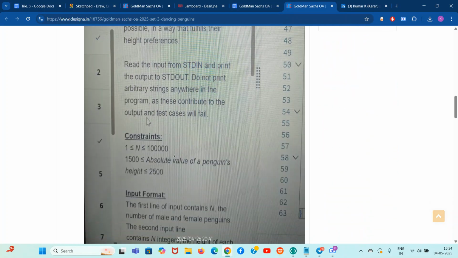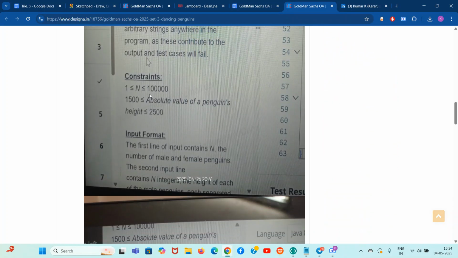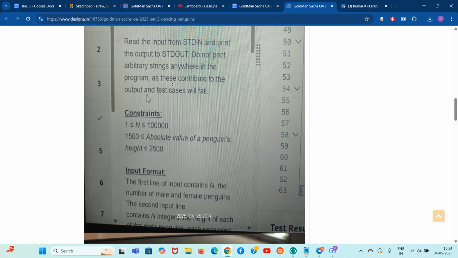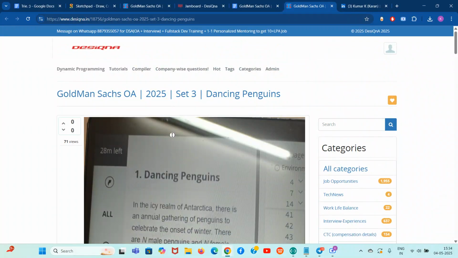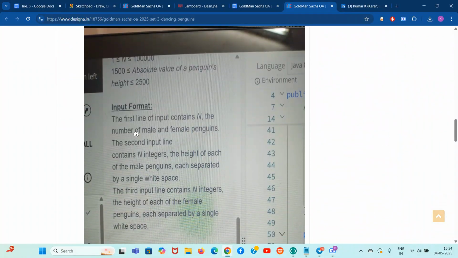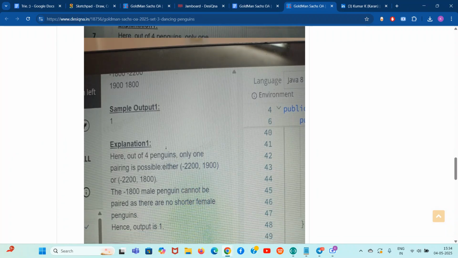You can read this full question. You can see that n is given as less than or equal to 10 raised to 5, and the absolute values of the penguins' heights range from 1500 to 2500. It seems the test was taken on the HackerRank platform. It's a nice platform, and it even detects code plagiarism very easily, so only honest candidates reach the final round. So how do we solve this problem?